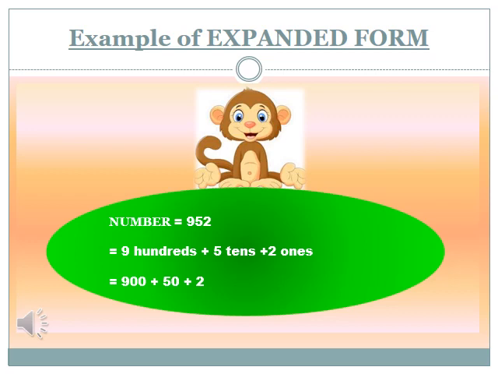Yes, 9 is at 100's place, so its place value will be 900. 5 is at 10's place, so its place value will be 50. 2 is at 1's place, so its place value will be 2. So, 952 in its expanded notation is equal to 900 plus 50 plus 2.